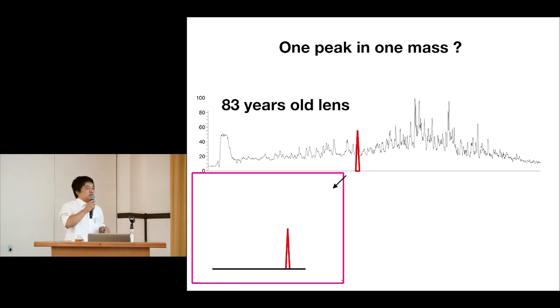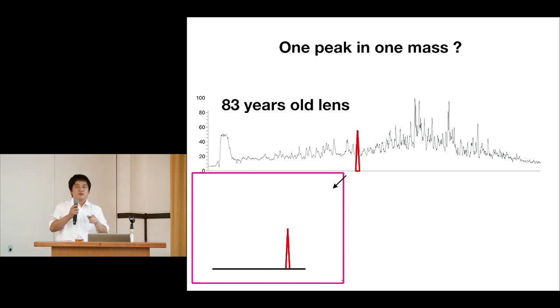This is the normal mass spectrometry for the 83 years old lens. In the 83 years old lens, there are a lot of protein fragments, and we ask for only one mass from a lot of the data. In theory, and in original usage, it shows only one peak, like the bottom picture.